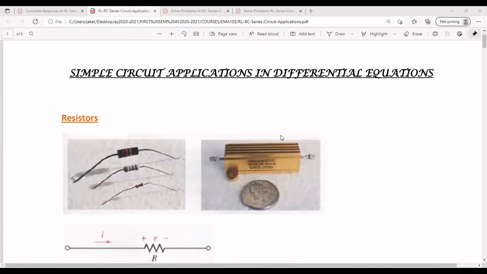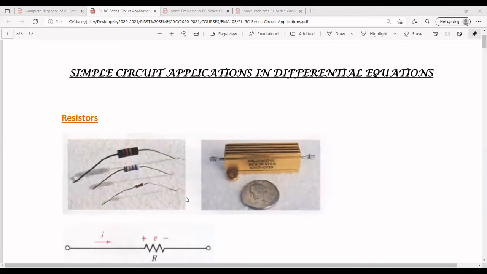So what you have here will be the simple circuit applications regarding the use of differential equations in modeling circuits that may contain the circuit elements that I'm going to discuss first in here as an introduction.